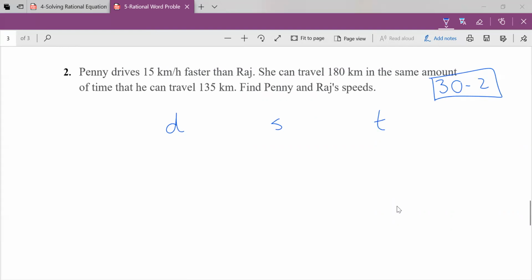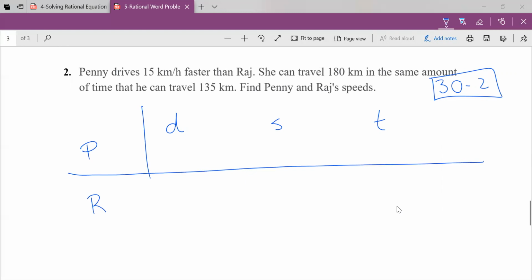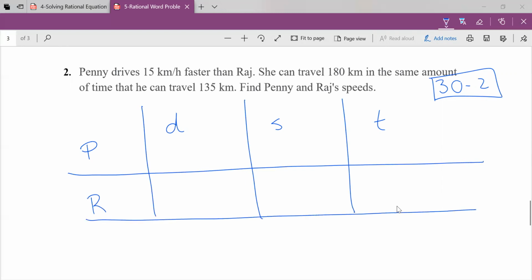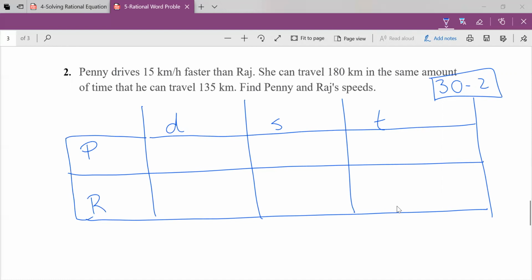Okay, and who do I got? I've got Penny and I've got Raj. All right, so I set up my little chart here and start filling in my info. That's a pretty looking chart. Look at that. Okay, what do I know?